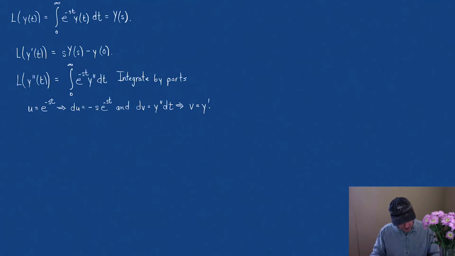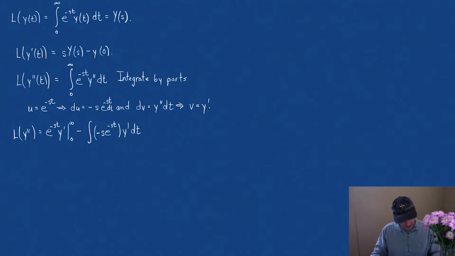Okay, I think we're ready. So let's try to write this. The Laplace of y double prime is going to equal u times v. So u is e to the minus st times v, which is y prime, evaluated from 0 to infinity, minus the integral of v du. I'm going to write the order in the other way. V is y prime, du is minus s e to the minus st. So minus s e to the minus st times y prime dt. Oh, whoops, du should have a dt on it there.